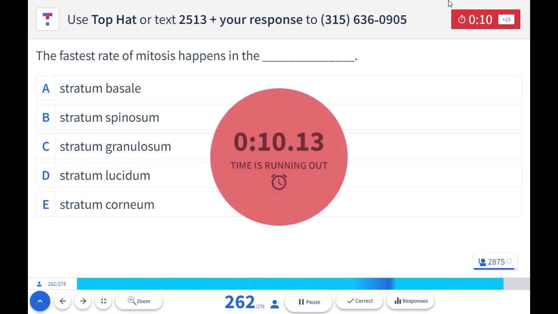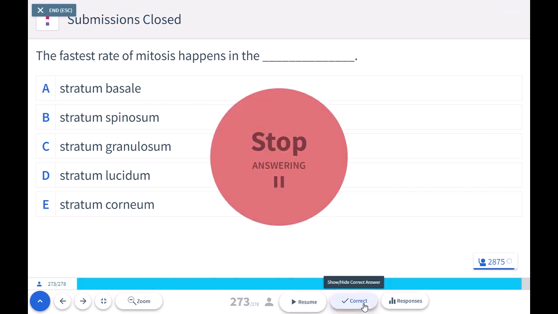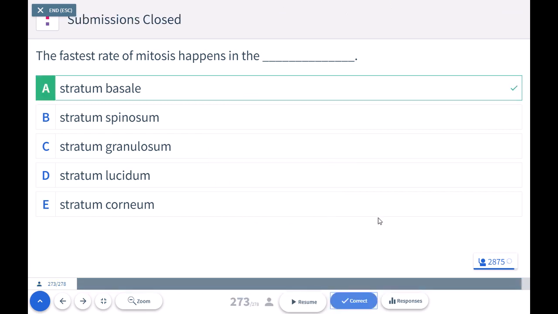We're down to about 10 seconds. Guys, gals, the fastest rate of mitosis is going to be in the stratum basale. That's where the adult stem cells are located. That's where we're constantly going to be regenerating the keratinocytes.